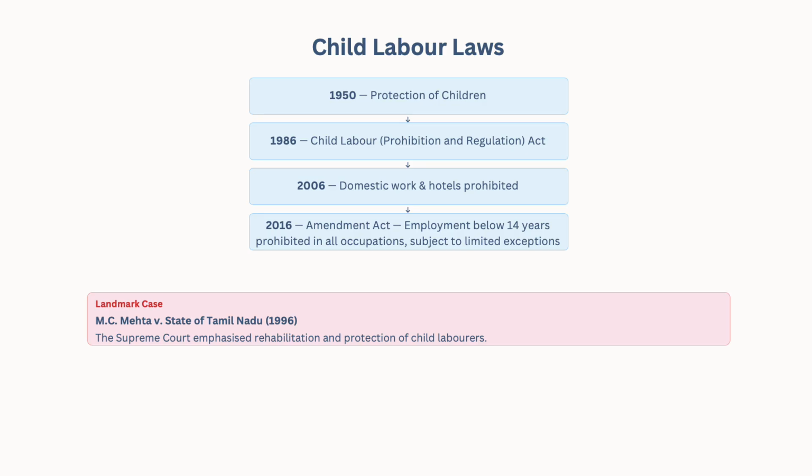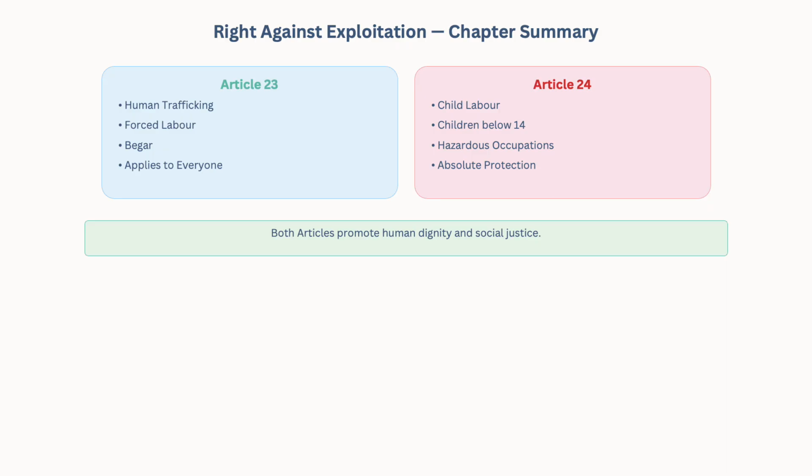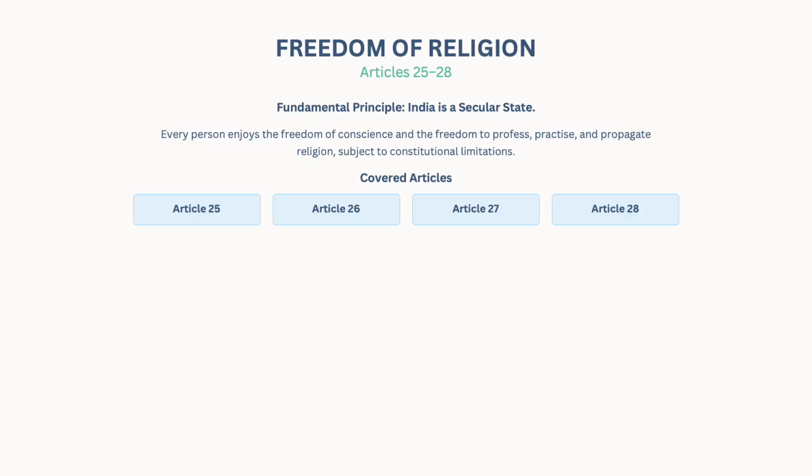Now, right against exploitation, chapter summary. Understandable. Freedom of religion. Every person enjoys the freedom of conscience and the freedom to profess, practice, and propagate religion, subject to constitutional limitations.